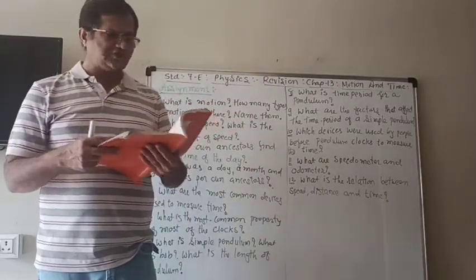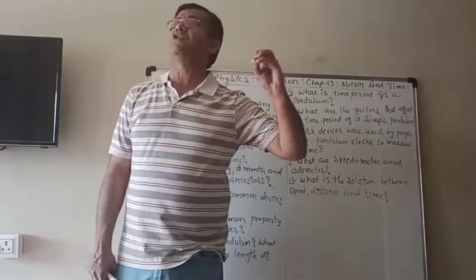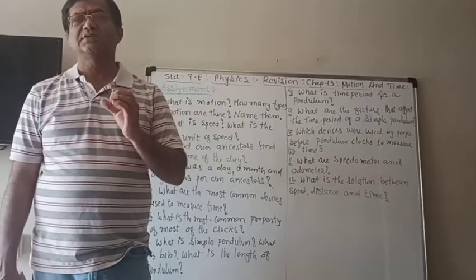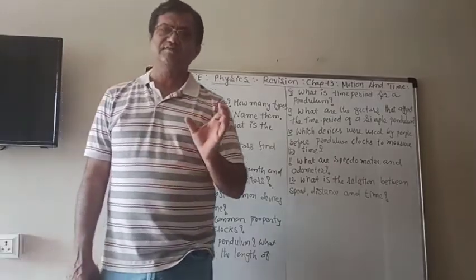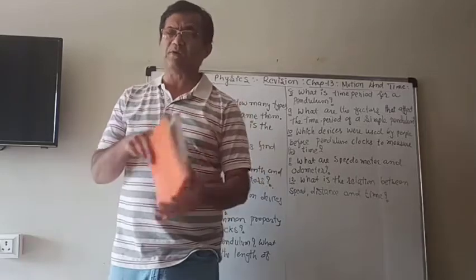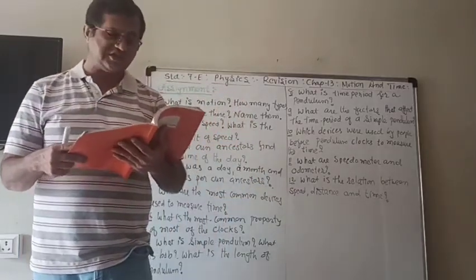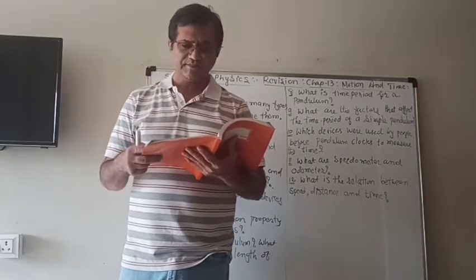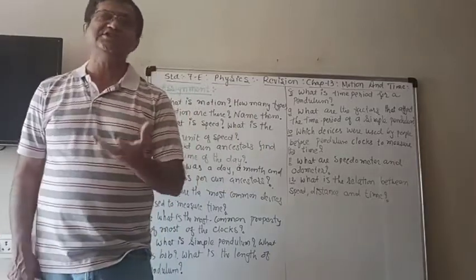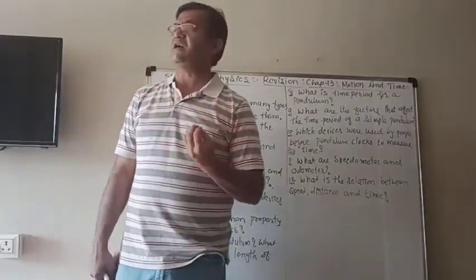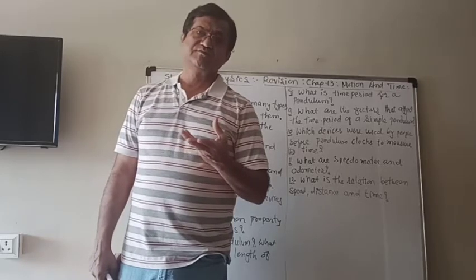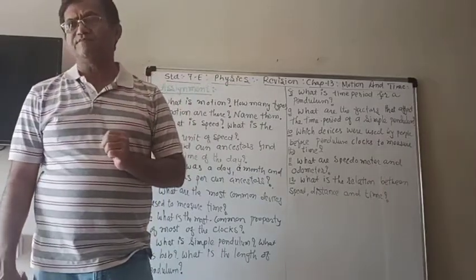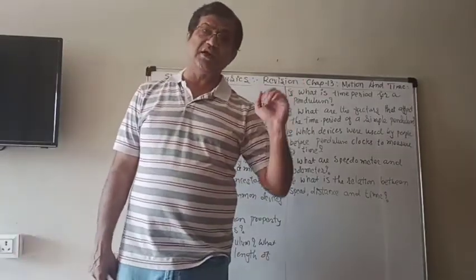We also know about uniform motion and non-uniform motion. Uniform motion means that if an object covers the same distance in the same interval of time without changing direction, then it is known as uniform motion. And if it changes the speed or changes the direction, meaning it is not covering the same distance in the same interval of time, then that motion is known as non-uniform motion.